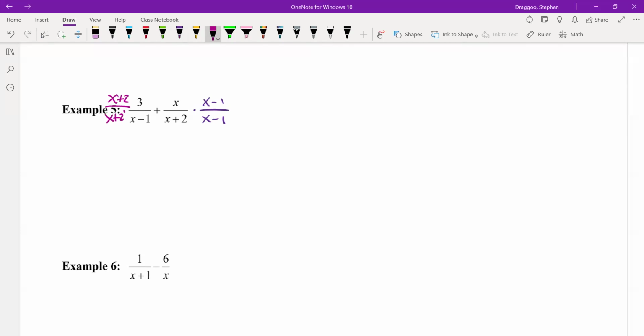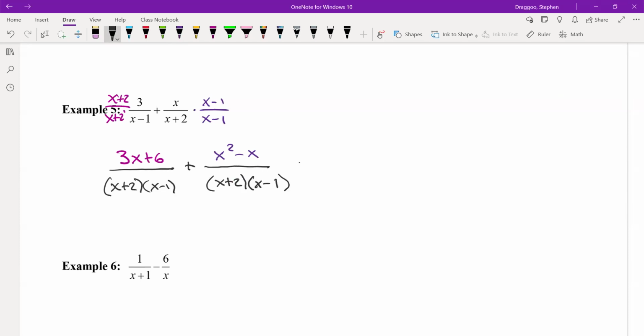So I'll multiply those two pieces in, giving me a 3x plus 6 over those two pieces together, x plus 2 times x minus 1. Plus, on the right side, this is x squared minus x over x plus 2 times x minus 1. And now that I have the same denominator in top and bottom, I can add these things up.